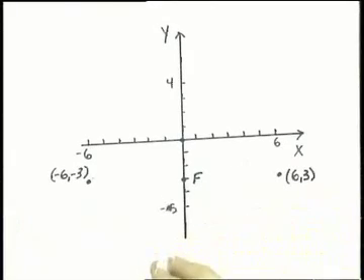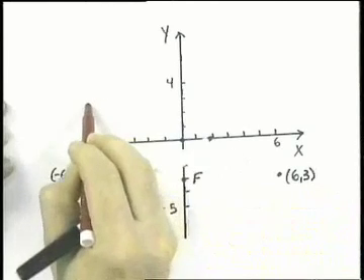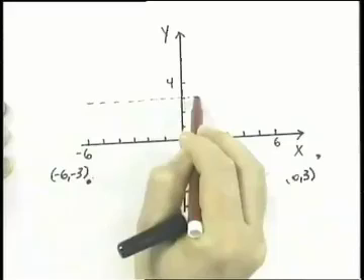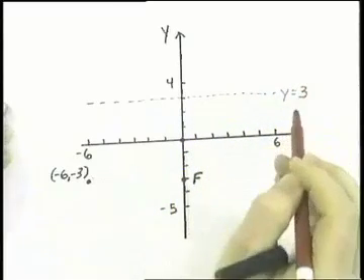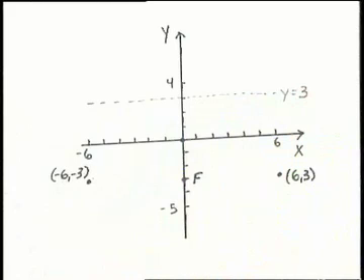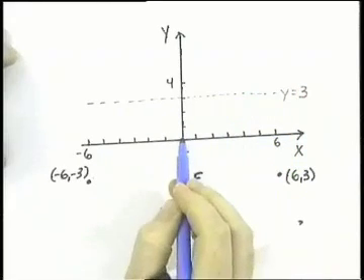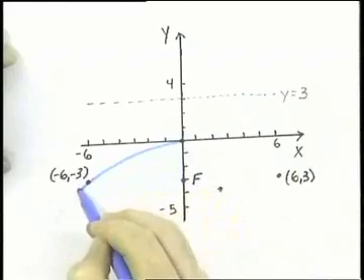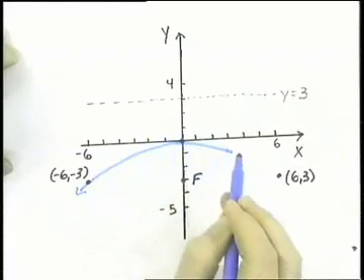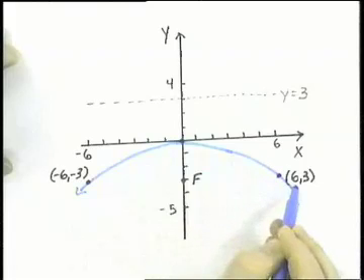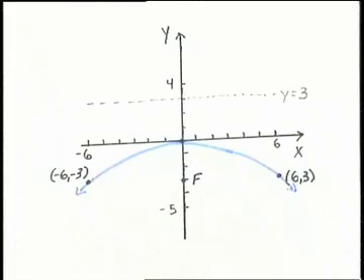Now what I'm going to do is draw in my directrix, which is the line y equals 3. So there we go with y equals 3. And finally, we're going to trace in the graph of our parabola. It's a parabola that opens downward, and these latus rectum points define the width of the opening. So there we have the graph of our parabola.